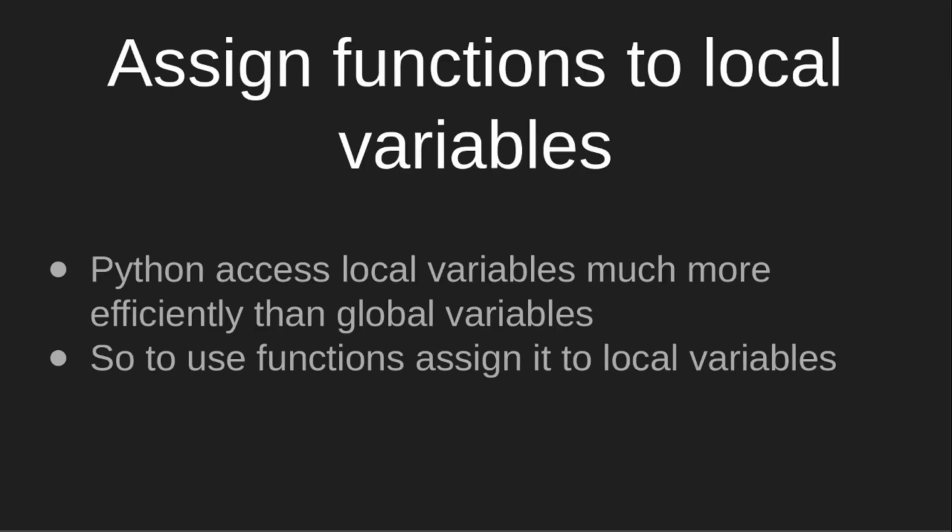Next one is assigning a function to a local variable. Python accesses local variables much more efficiently than global variables. So to use functions, assign them to local variables rather than global variables.